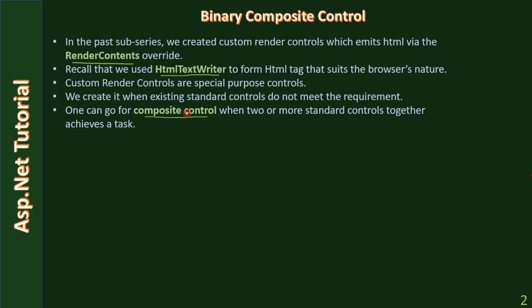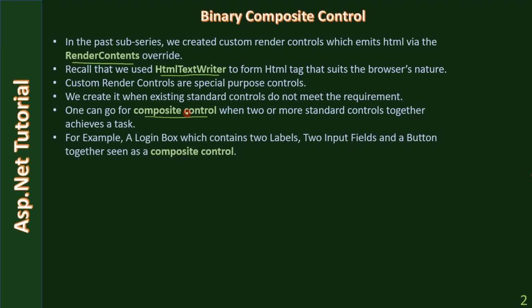And when we are mixing, we know that it will perform a common task, and it can be reused in multiple other web pages. For example, a login box, you can see that as a composite control, right? A login box, which contains two labels, two input fields, and a button. So this login box can be seen as a composite control, and it achieves the task of taking the user input and validating it.